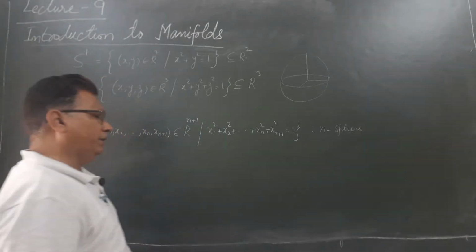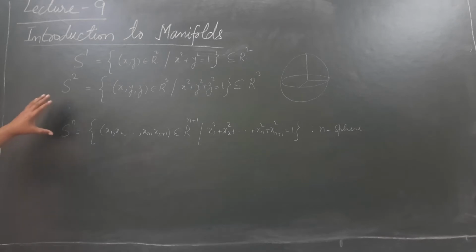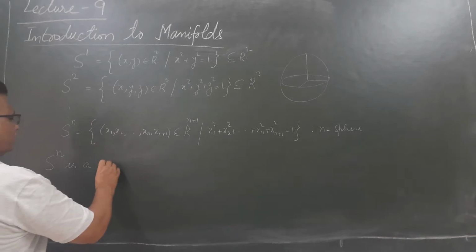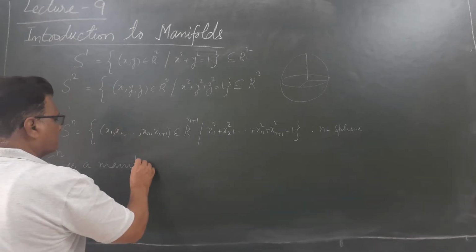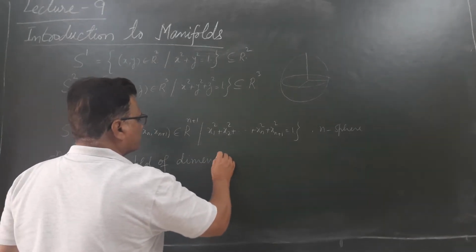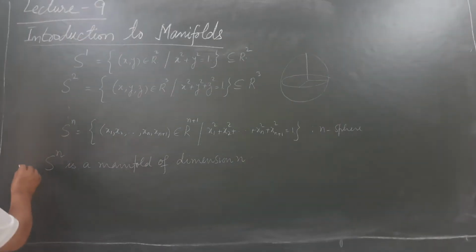For n equal to 1, it becomes a circle. For n equal to 2, it becomes a ball, and for general n, it is called n sphere. So, what I will show in general is that all these spheres are manifolds of dimension n. So, our assertion is that Sn is a manifold of dimension n. Okay, so this is in fact example number 5.